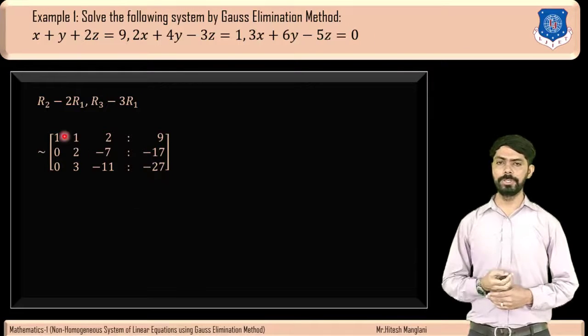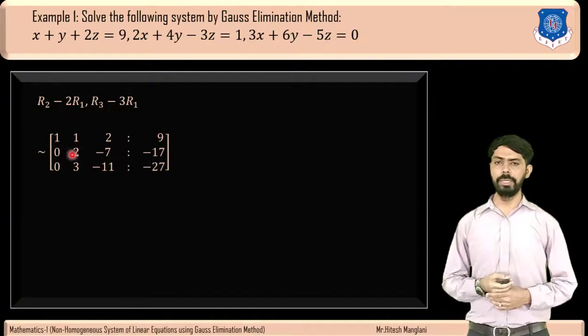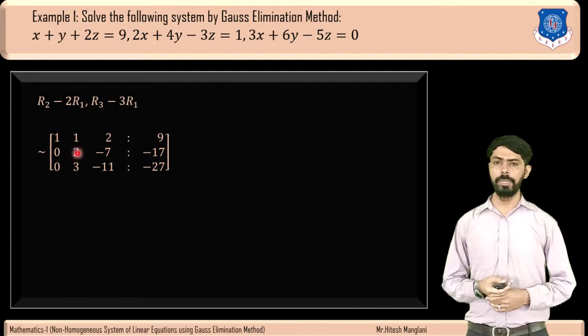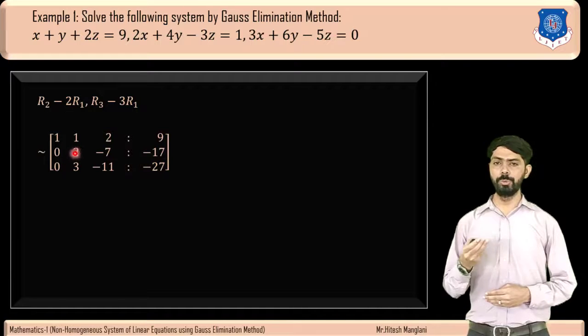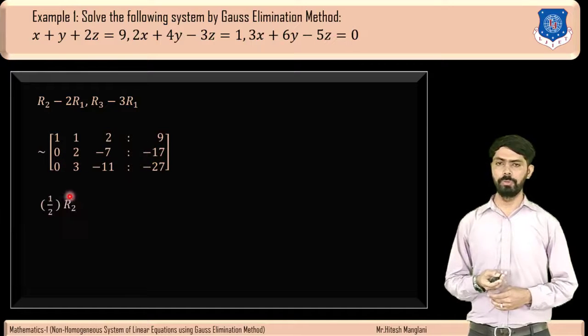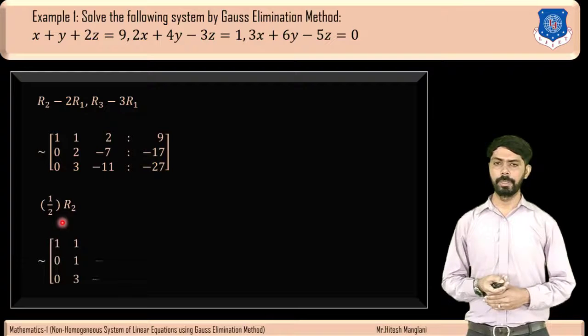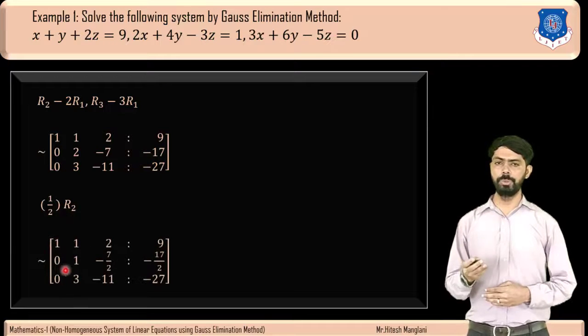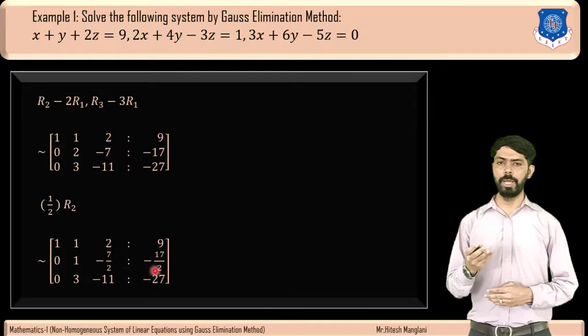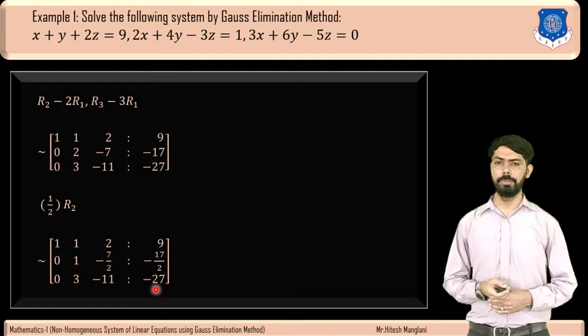Now here if you look at the second row, then the leading entry is 2. But according to the definition of row echelon form, we will have to convert this 2 into 1, because the leading entry should be 1. So for that we will divide the second row by 2. We will use the row operation R2 divided by 2. If we apply this row operation, then the next matrix will be [1 1 2 9], [0 1 -7/2 -17/2], then [0 3 -11 -27].